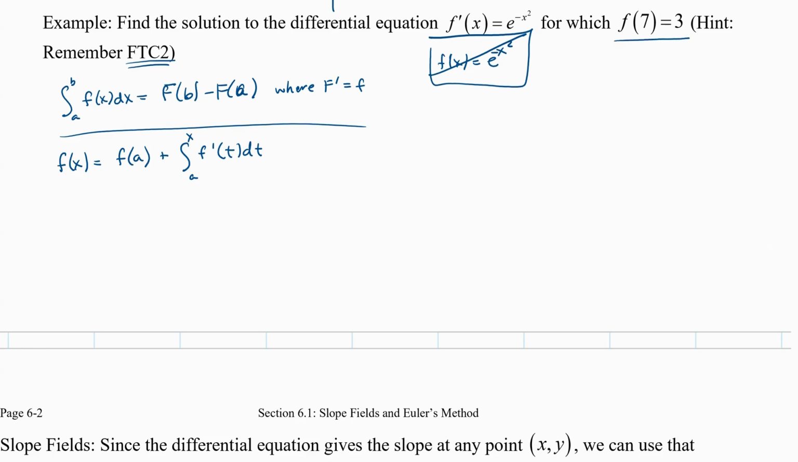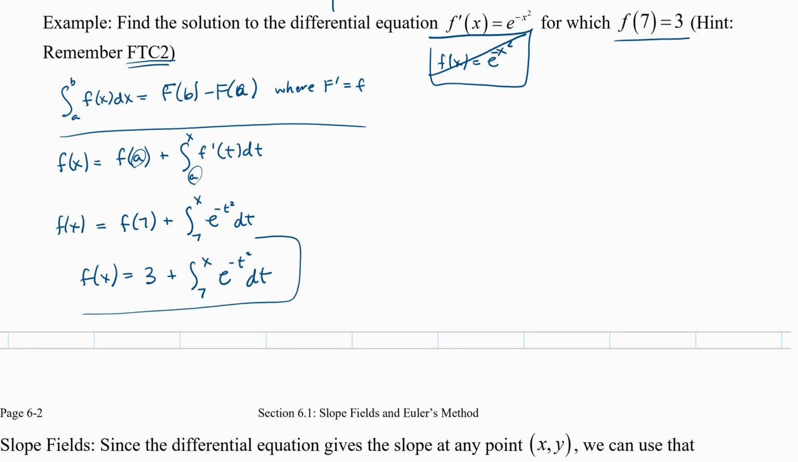Now let's put this through the ringer and let's see where it ends up. I know f of 7 is equal to 3. So I'm going to write f of 7 plus the integral from a to x of f prime of t dt. Notice the a is here and here, from 7 to x of f prime of t dt, which means I'm going to change this to e to the negative t squared dt. Or f of x is equal to 3 plus the integral from 7 to x of e to the negative t squared dt. You're like, that doesn't look like a function.